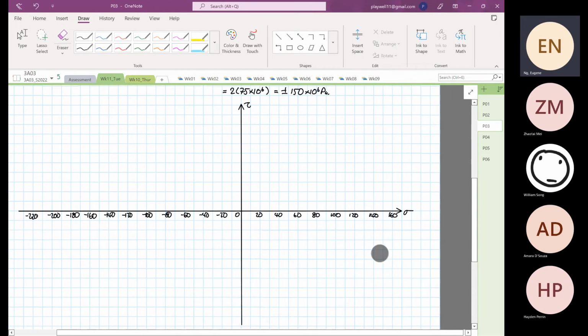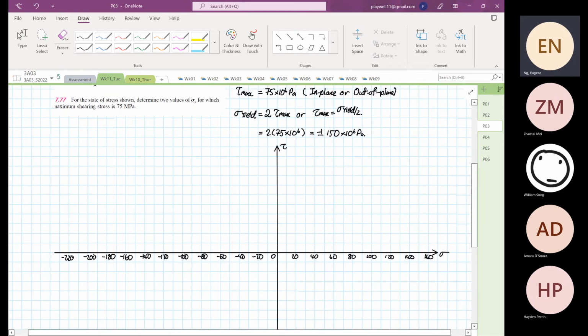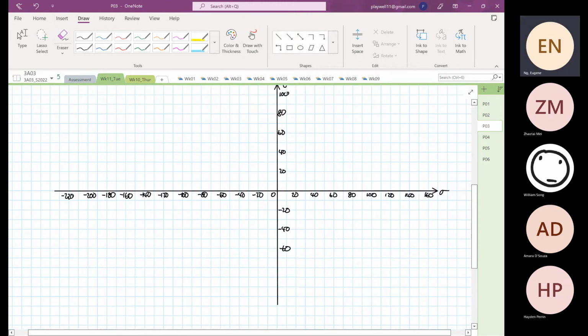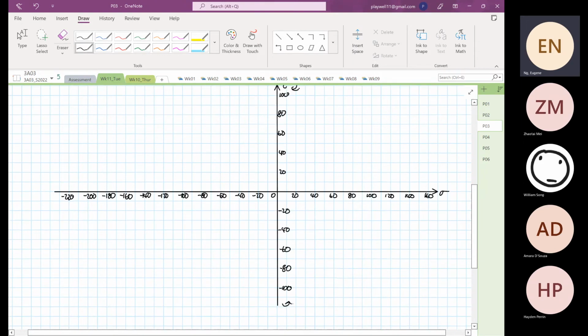Right, so let's construct the box. We still have shear 20, 40, 60, 80, 100, minus 20, minus 40, minus 60, minus 80, minus 100. Element rotate clockwise on shear at the top and anti-clockwise at the bottom.